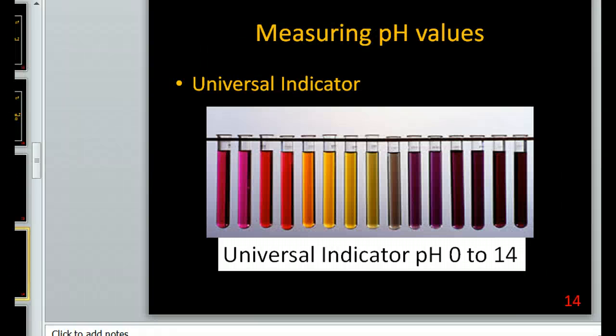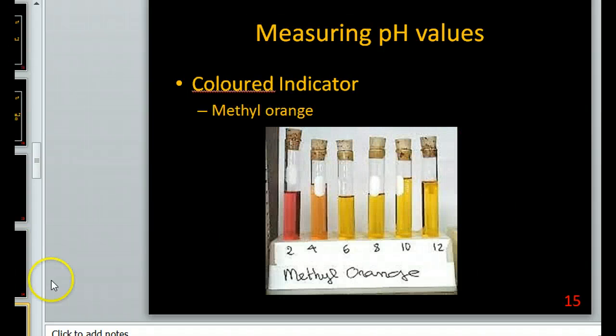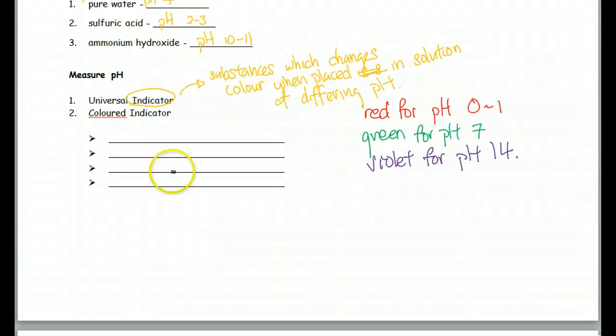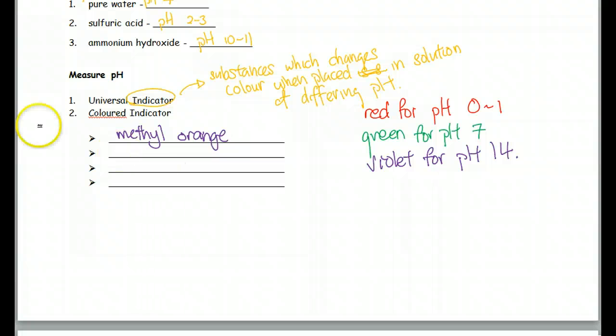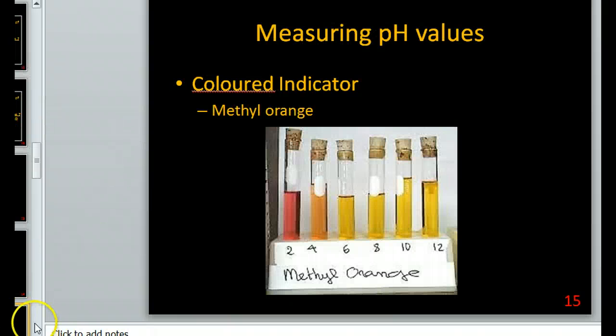For other color indicators, you can see here, the next one we have is our methyl orange. So let's look at the color. You can see at pH 2 it is reddish, 4 is orange, 6 onwards it is yellow. So the real change actually occurs somewhere about 2 to 6. After 6 you can't really spot any difference. That's the methyl orange.